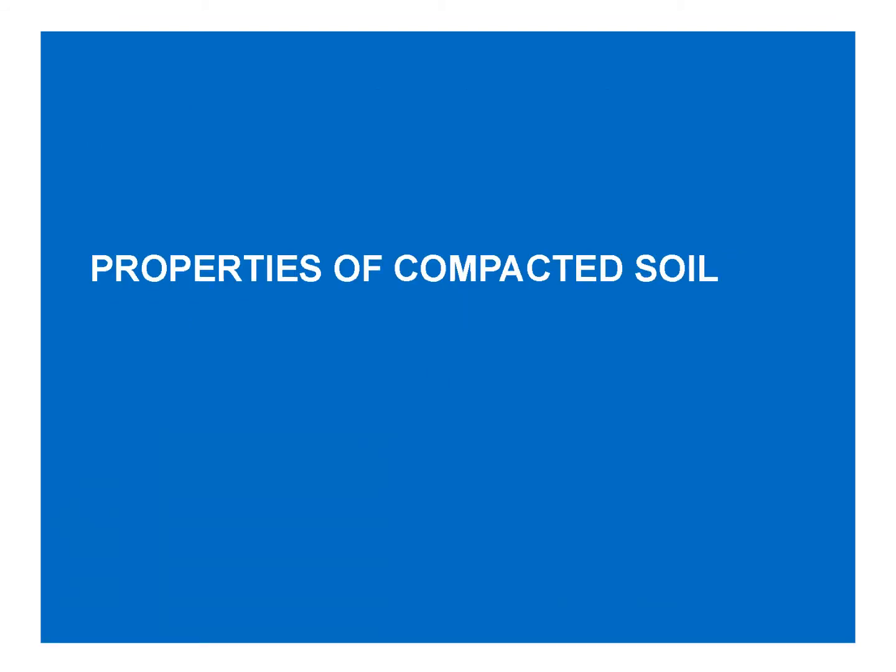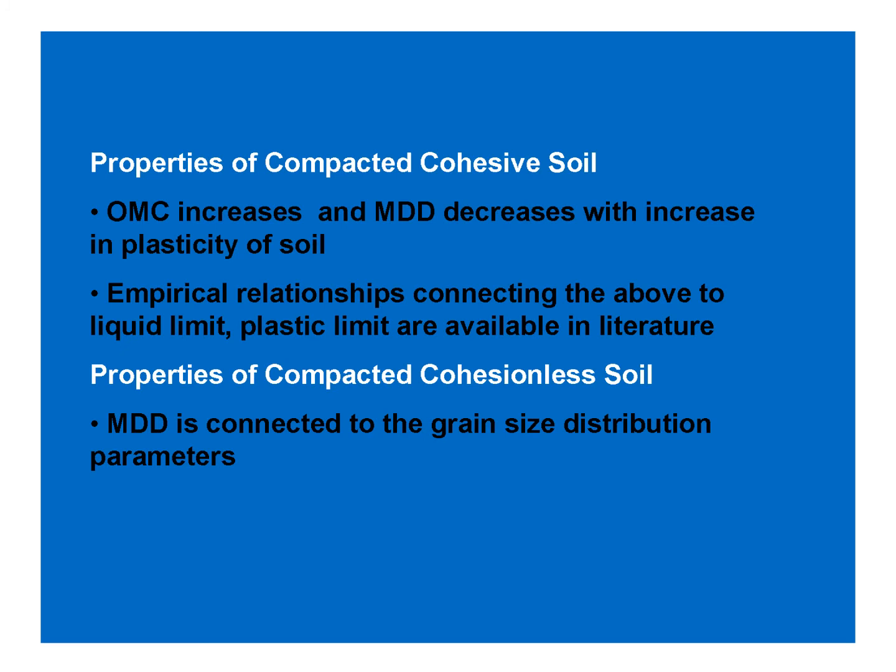Properties of compacted soil. Properties of compacted cohesive soil. OMC increases and maximum dry density decreases with increase in plasticity of soil. Empirical relationships connecting the above to liquid limit, plastic limit are available in literature. Properties of compacted cohesionless soil. Maximum dry density is connected to the grain size distribution parameters.